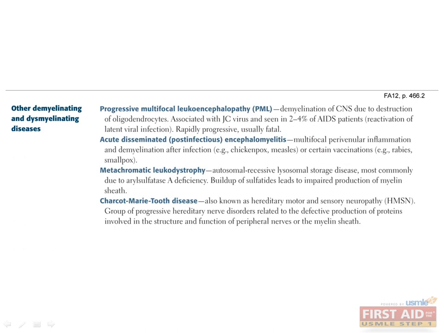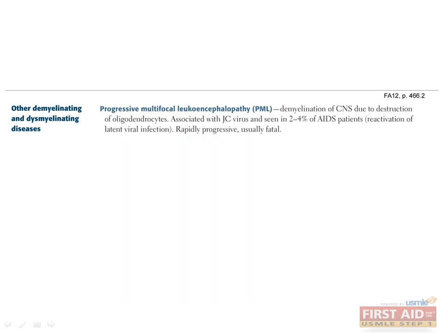The disorders mentioned in this entry are relatively rare, so you might be better off spending extra time studying dementia, but they are important, so we're going to discuss them. Progressive multifocal leukoencephalopathy is the demyelination of the CNS due to destruction of oligodendrocytes by reactivation of the JC virus.